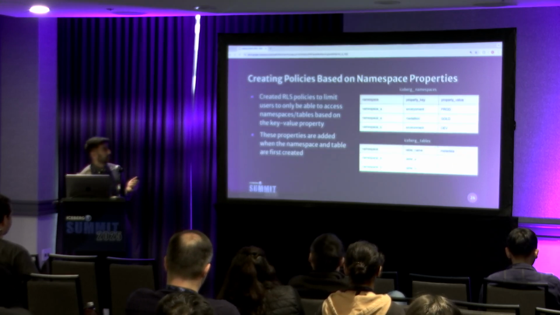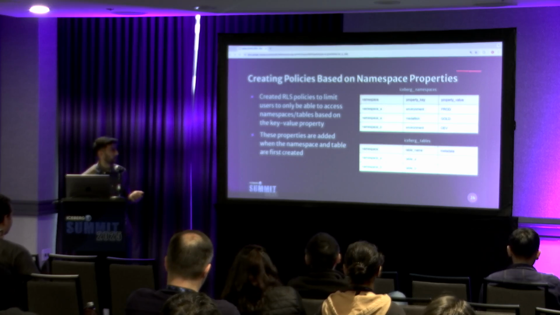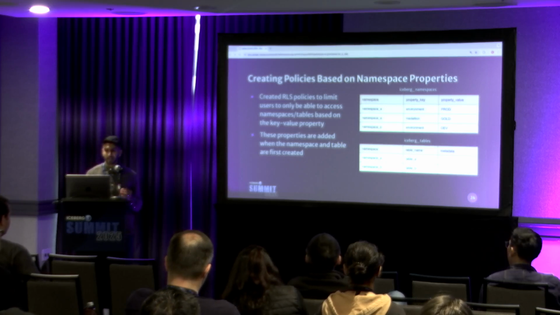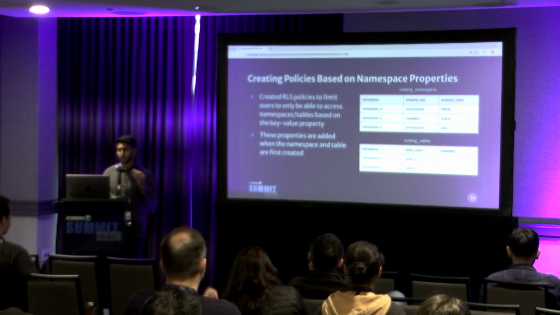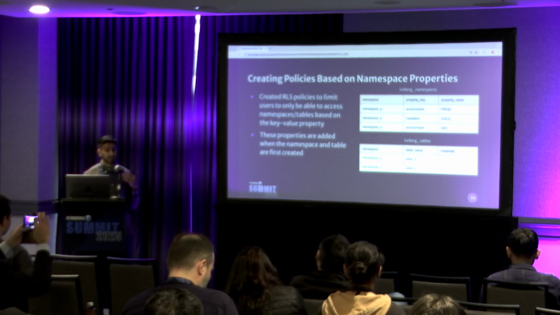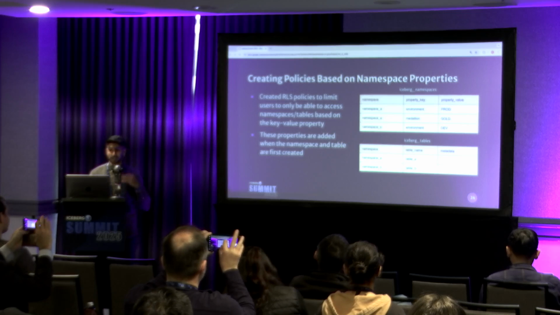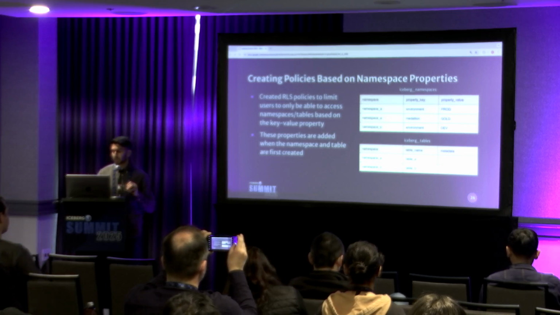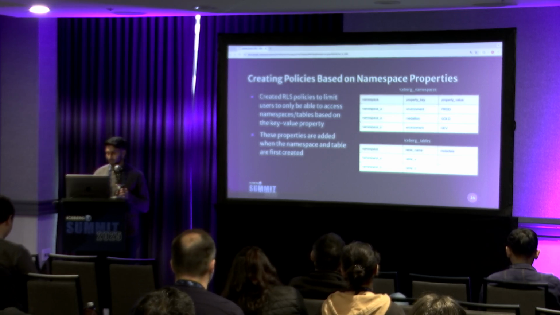And what we did is we used row-level security policies, and we created policies based on Iceberg namespace properties. In case you're not familiar, each Iceberg table is organized into a logical grouping called an Iceberg namespace. These namespaces have key-value properties attached to them. This is really nice because it's native to the Iceberg spec, so it can be dynamically managed over the lifecycle of the Iceberg namespace and the Iceberg table.